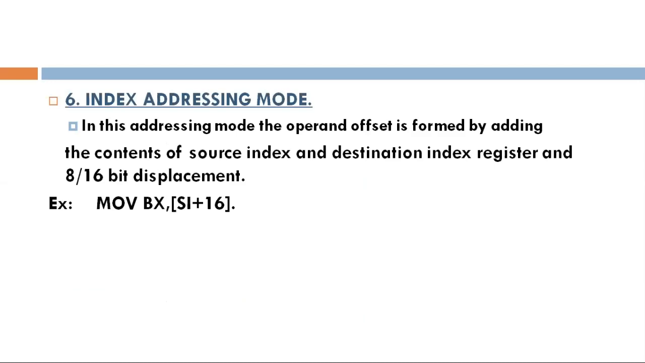Sixth one, indexed addressing mode. In this addressing mode, the operand offset is formed by adding the contents of the source index or destination index register and an 8-bit or 16-bit displacement. So MOV BX, [SI+16]. Imagine the value of SI is 800, so 800 plus 16 is 816. So at memory location 816, whatever value it has, we are fetching that data and moving it into the BX register.